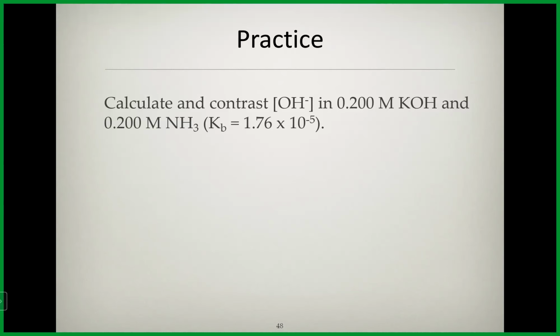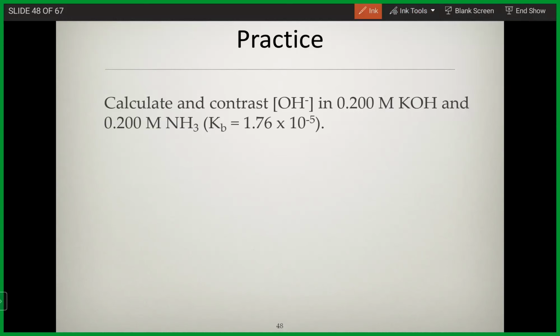But looking at some of these questions first, the first one asks us to calculate and contrast the hydroxide ion concentration in 0.200 molar potassium hydroxide, I should say the first time, and 0.200 molar ammonia, NH3, for the second one. With the potassium hydroxide, since that's a strong base, it's going to be just 0.200 molar to begin with. And with the ammonia, like we just saw, it's going to be a weak base. It's only going to partially dissociate. We've got to actually go through and do our equilibrium table.